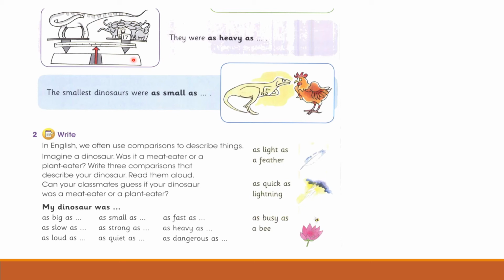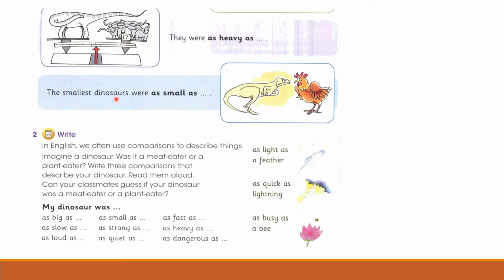Look at this picture. We have an elephant and a dinosaur here. Okay, so they say the dinosaur was as heavy as 17 elephants. So I want you to take your notebook, write the day today, write the page and write this sentence in your notebook complete. They were as heavy as 17 elephants. I will explain everything in detail.